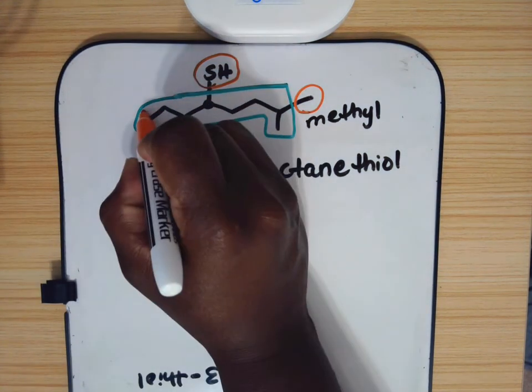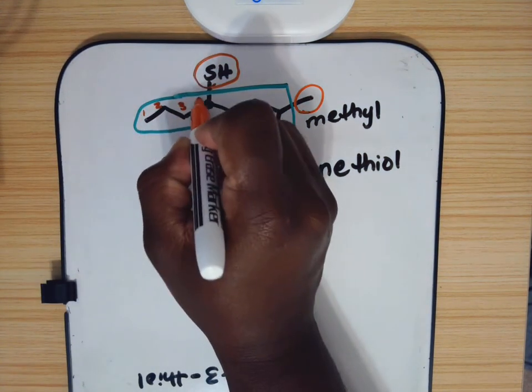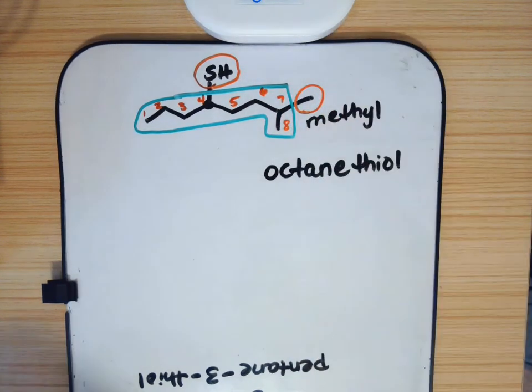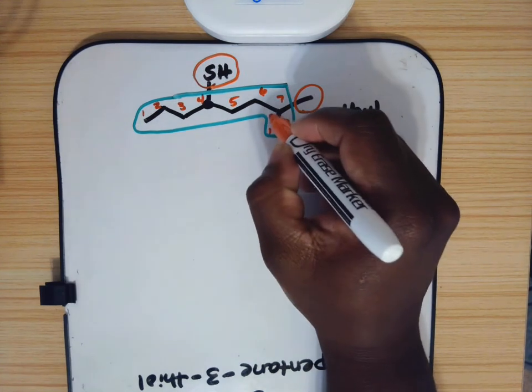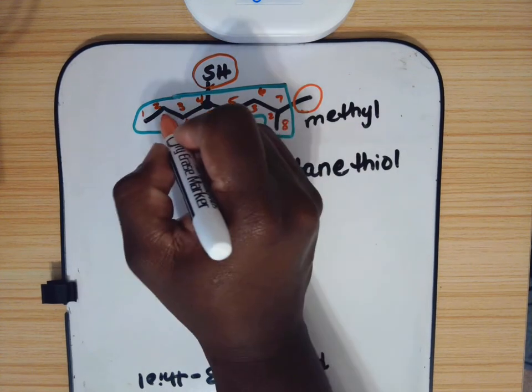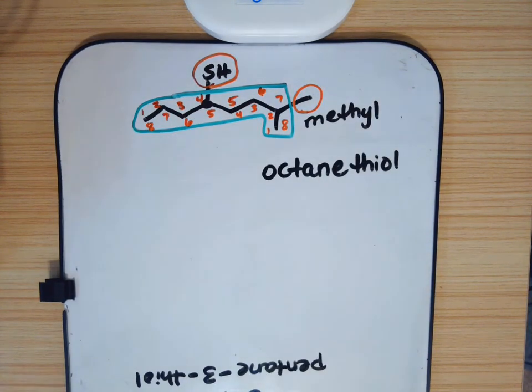So again, I can number in both directions: 1, 2, 3, 4, 5, 6, 7, 8, or I could have started at the opposite end: 1, 2, 3, 4, 5, 6, 7, 8. Because I have a functional group, that functional group takes priority. What that means is that you want to make sure that you give that functional group the lowest number possible, even if it causes your substituent to have a higher number. Your functional group gets the lowest number.